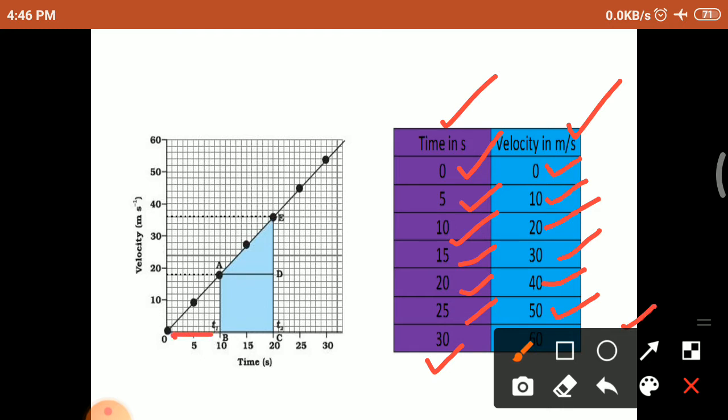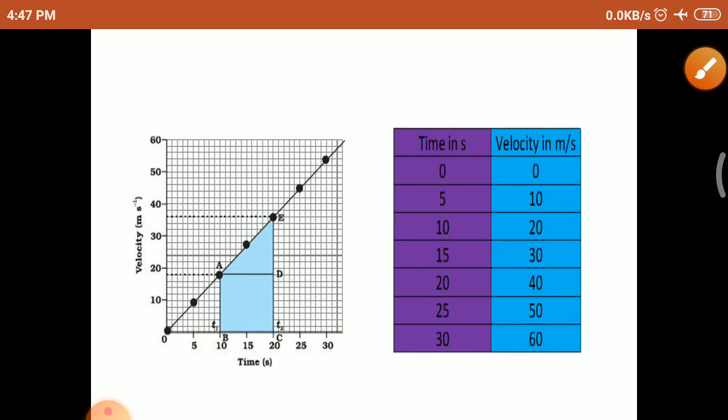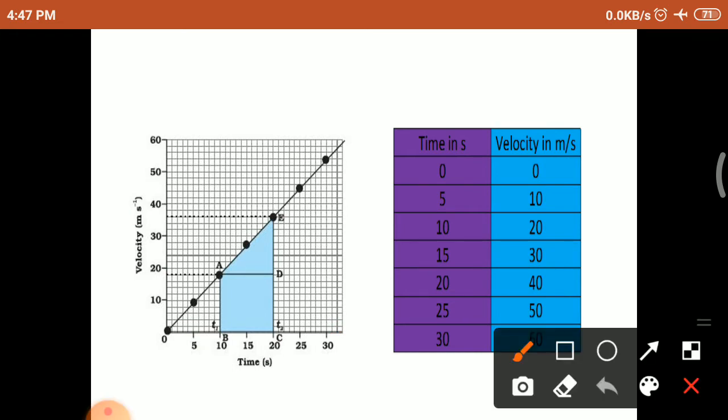The time is represented along x-axis and velocity is represented along y-axis. The unit of time is second, so here I wrote second. The unit of velocity is meter per second. Next, here the time starts with 0 and ends with 30, so I chose 0, 5, 10, 15, 20, 25, 30. Here the velocity starts with 0 and ends with 60, so 0, 10, 20, 30, 40, 50, 60.